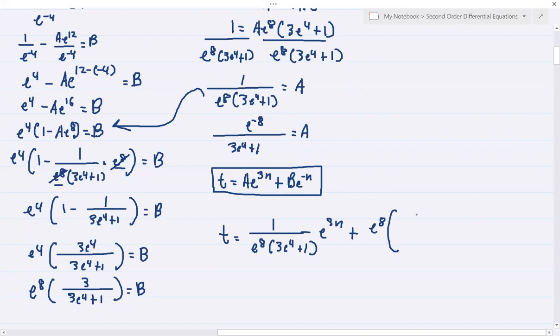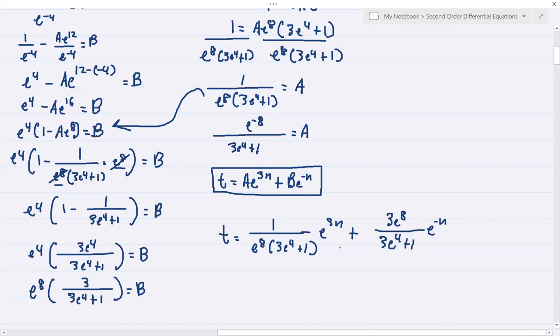times 1 over it. You know what? I'm just gonna bring this one on the numerator. I think that would be far better. So we will have 3e raised to 8 all over 3e raised to 4 plus 1 times e raised to negative n. So that's it.